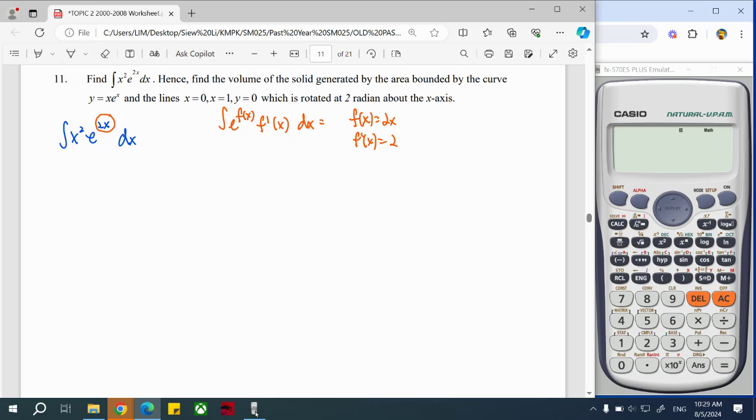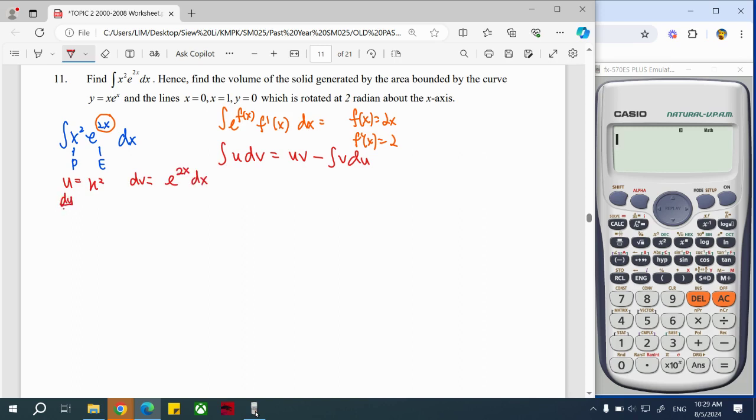Why integration by parts? Because we have two different functions, where x squared is a polynomial and this one is an exponential. So by integration by parts, you have to identify which one will be your u and which one will be your dv. Then you find uv minus the integral of v du. For u selection, the priority is log, then polynomial, so u is x squared. Then dv will be the rest of it, which is e to the 2x dx.